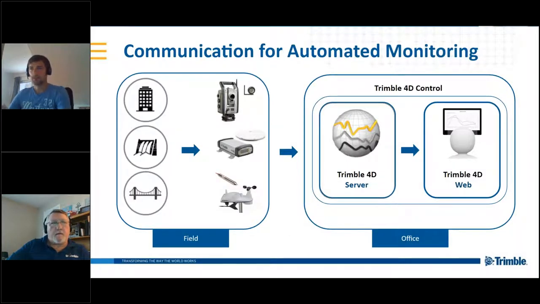To summarize, we have all kinds of applications out there. On this slide, you can see a building, which can represent a construction site in some urban areas. Monitoring is also used on a dam, for example, or on a bridge. And with all these applications, we use different sensor types. The typical sensor types that are used are total stations, GNSS receivers, and geotechnical sensors. And all of the sensors are deployed on site in the field, whereas Trimble 4D Control is typically installed in the office, right? So there are a lot of different types of communication, in fact, to transfer data from the sensors over to the office, to the software.